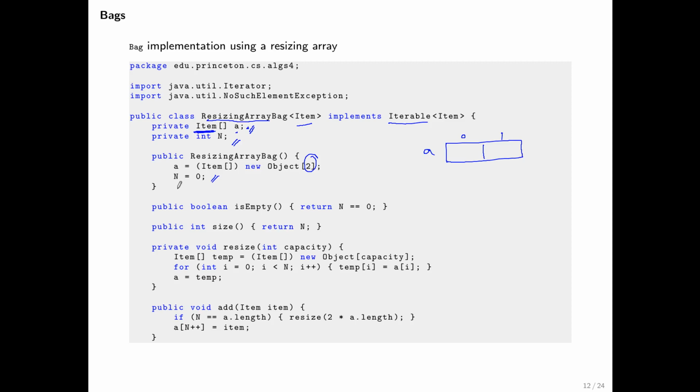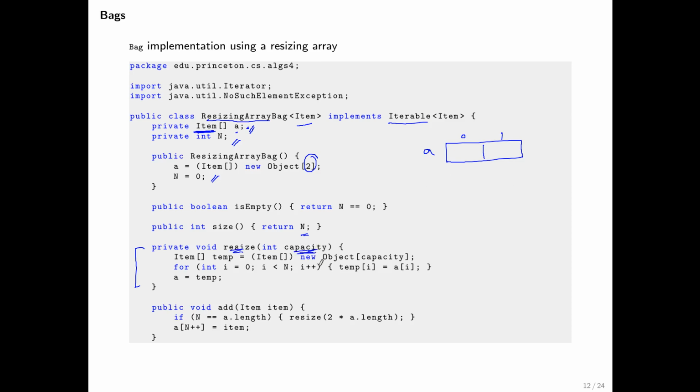What about is empty? Very easy, you simply compare n with 0. If n is 0, it means that there is no item in the array and hence no item in the bag. What about size? Trivial, simply return the value of n, because n keeps track of the number of items in the array or the bag. And then we have a private helper method called resize, which is responsible for resizing this array A to the specified capacity.